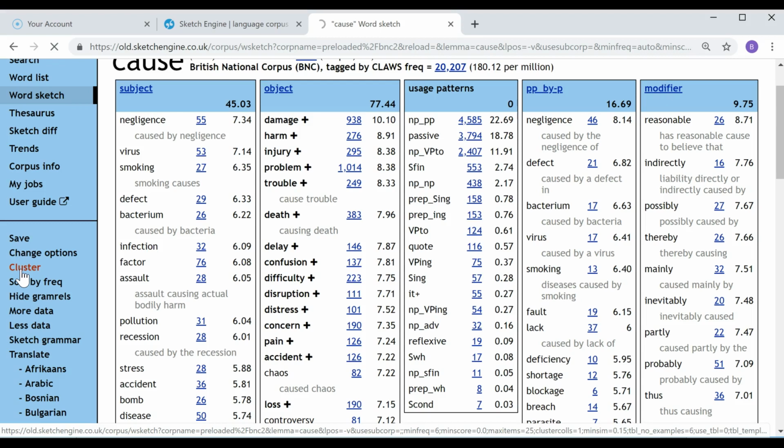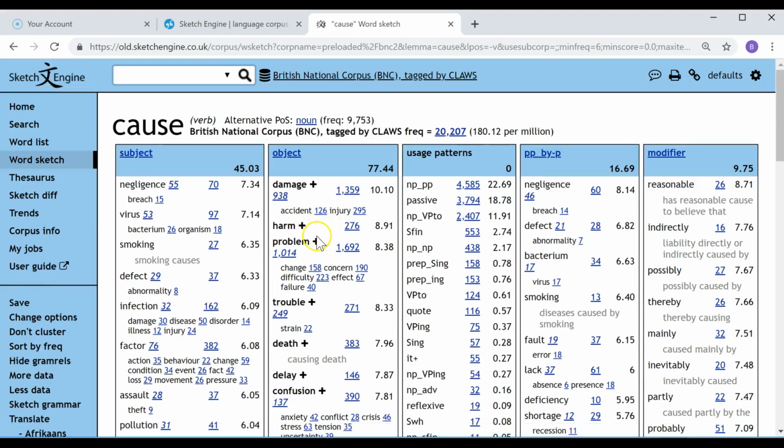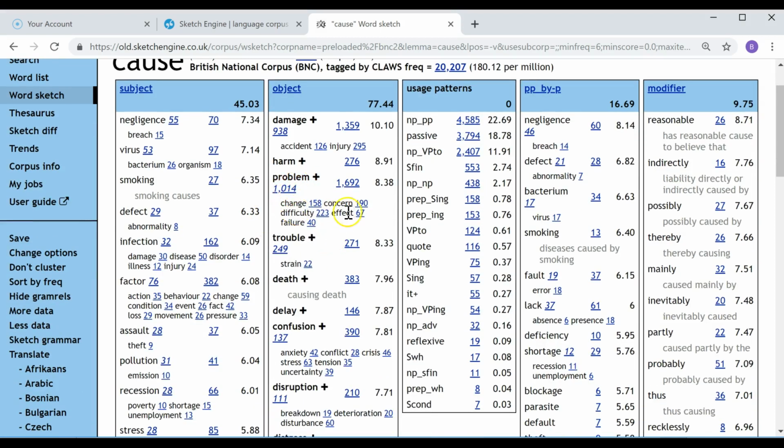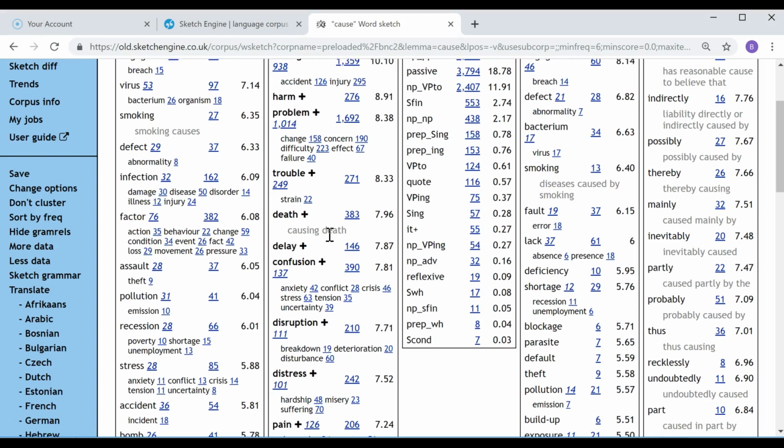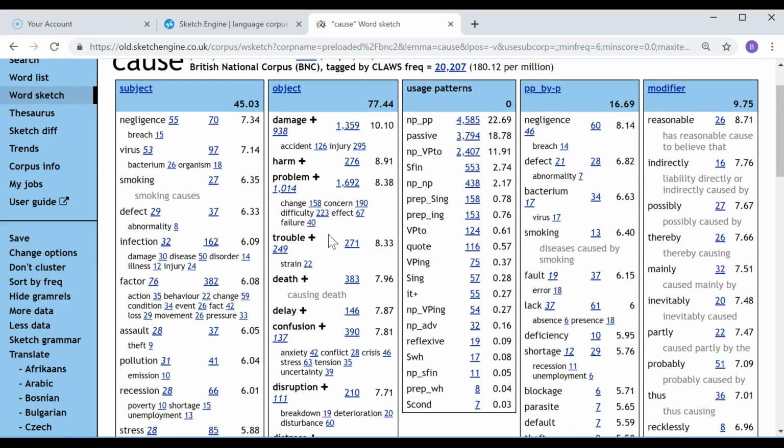Might take a little while because there's so many hits. Here we are. And it seems to think that damage, accident, injury, problem, change, concern. So this is an automatic way of trying to look at the semantic preference of cause. So it's quite good for that. Yeah, so that's another way, in many ways a simpler way of doing it.